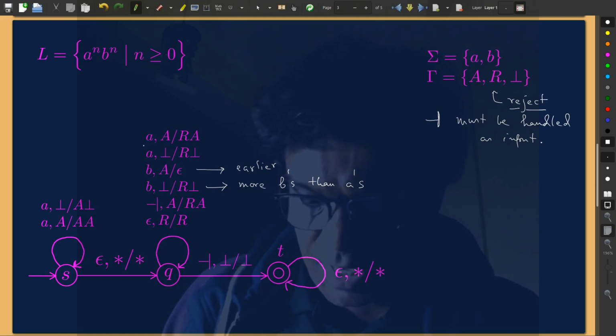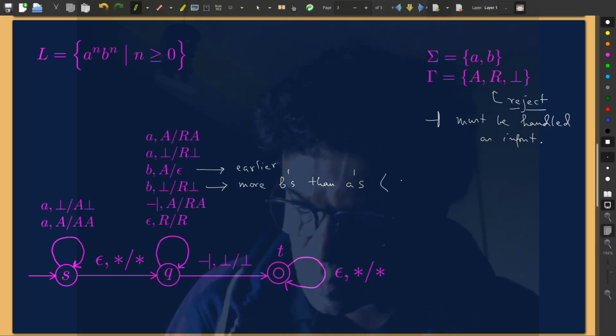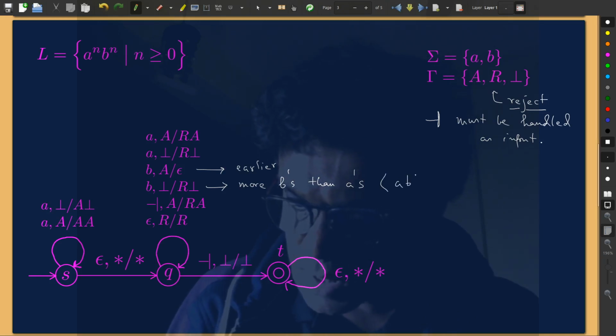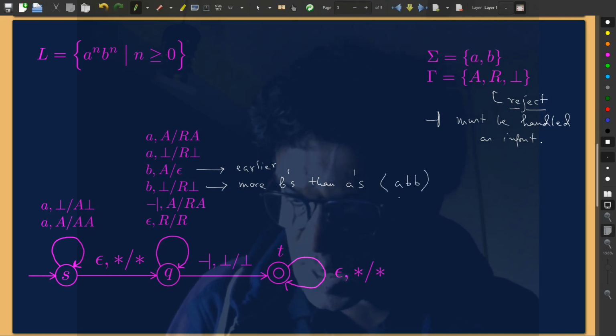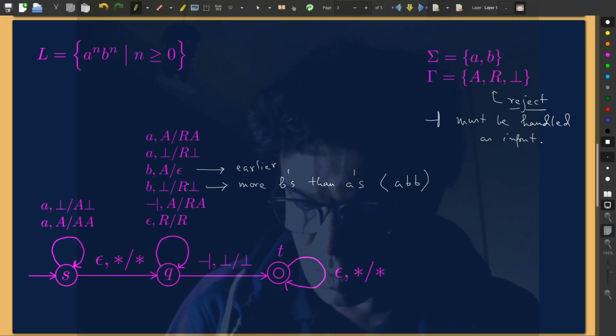What happens if A comes here? So this may come if, for example, this is a situation with more B's than A's, so it's something like A, B, B. One A is pushed, that is consumed, and then the bottom marker is exposed. So it's basically a rejection. Put R there. Then let us see how to handle this capital R symbol.